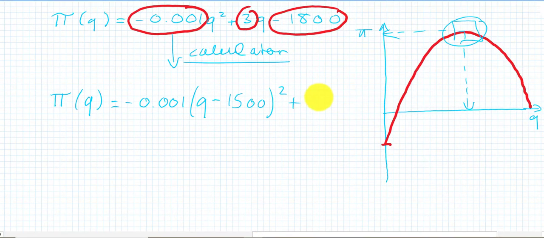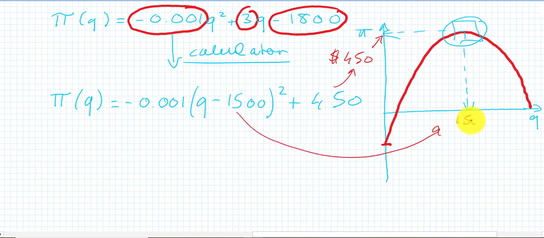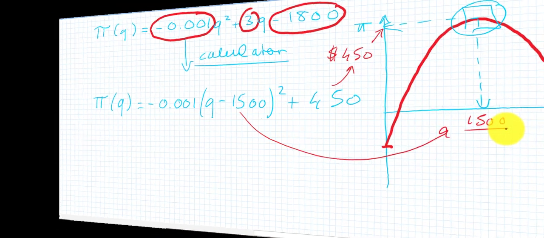So right here I have plus $450. So that's it. I have my answer. The maximum profit is $450. And to realize the maximum profit, right, I need to sell 1500 cans. So again, please make sure you write a sentence to express your answer. Let's go over the next example.